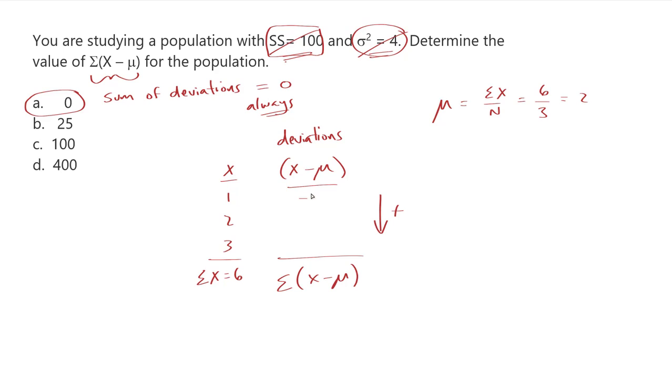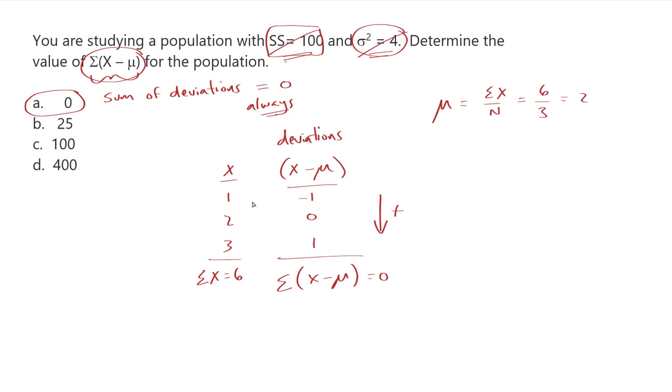So 1 minus 2 is negative 1. 2 minus 2 is 0. 3 minus 2 is 1. You can see that when you add these up, the negative 1 and the positive 1 will cancel. The 0 doesn't contribute anything, and so the answer will be 0. So I've got the sum of my deviations, like they've talked about here. It's going to be 0.